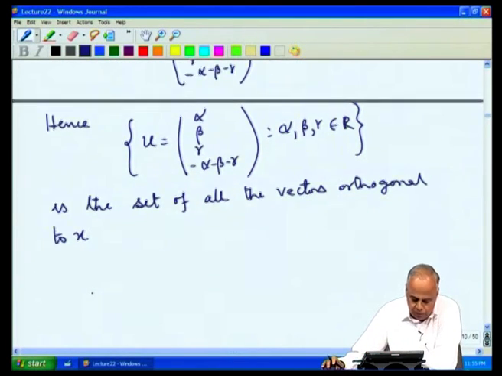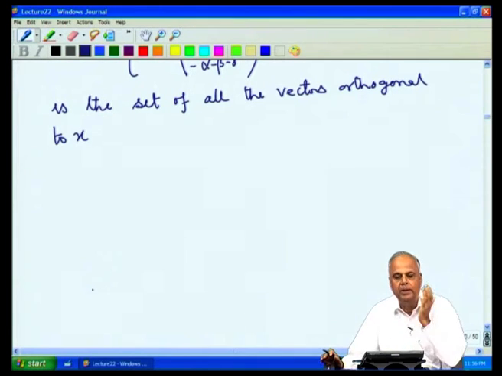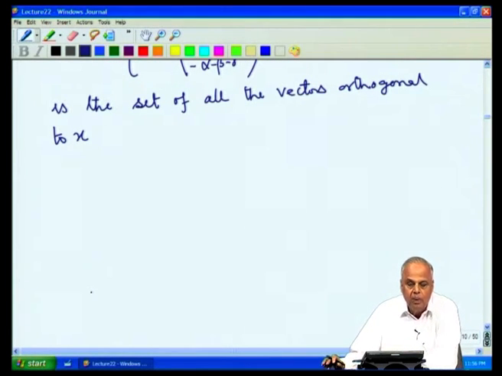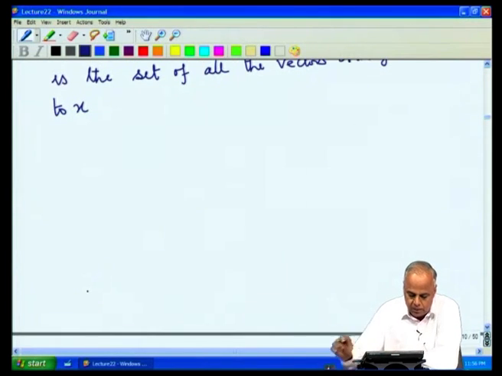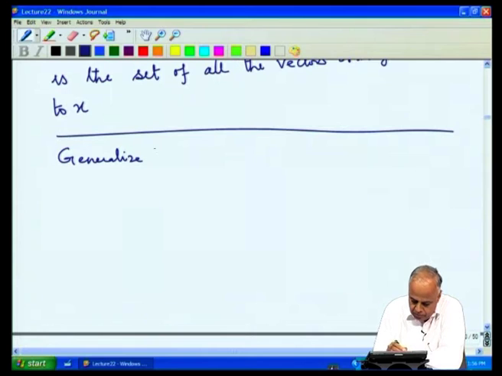Let us now pursue this idea not just to finding the vectors which are all perpendicular to a given vector x, but let us try to find the set of all vectors perpendicular to a given set of vectors instead of just one vector. So, what we now do is generalize this example.